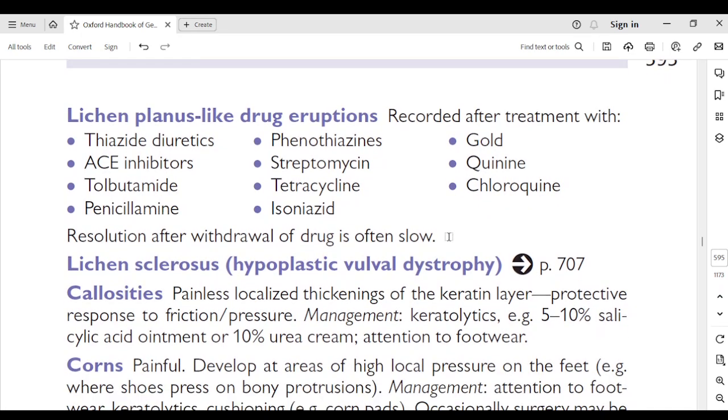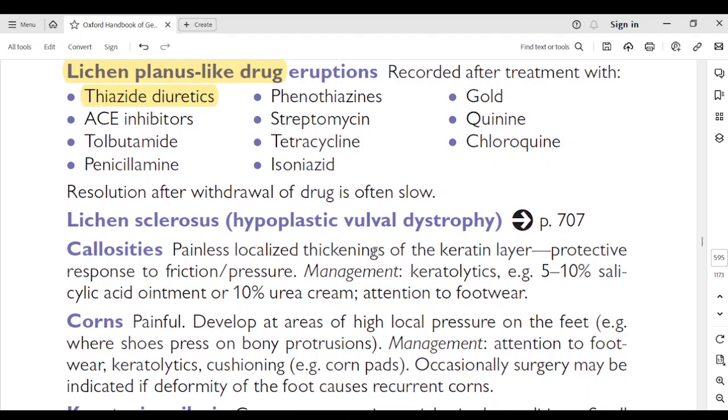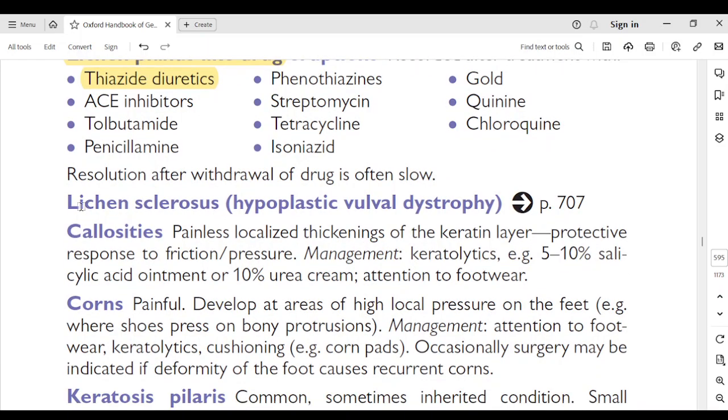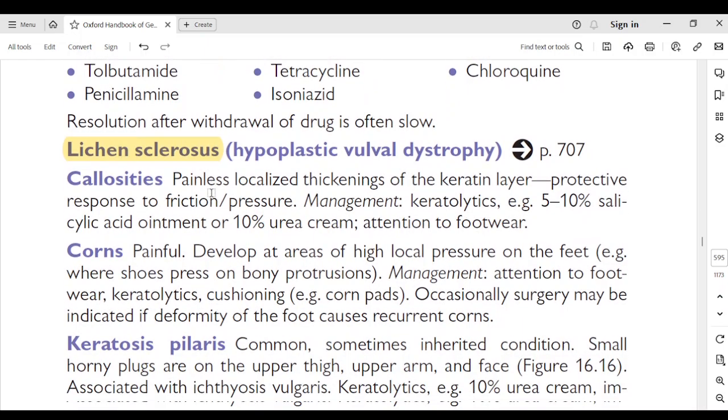Lichen planus-like drug eruptions. Recorded after treatment with, so lichenoid drug eruptions, the drugs are thiazide diuretics, ACE inhibitors, tolbutamide, penicillamine, phenothiazine, streptomycin, tetracycline, isoniazid, gold, quinine and chloroquine. Resolution after withdrawal of the drug is often very slow. Lichen sclerosus, hypoplastic bulbar dystrophy, is page number 707.